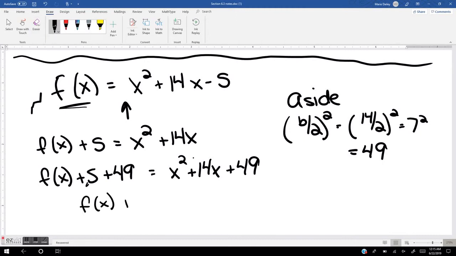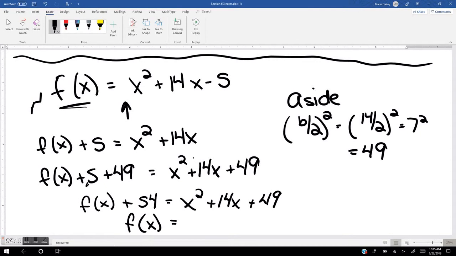This then gives me f of x plus 54 equals x squared plus 14x plus 49. Writing it then equal just to f of x. Oh, sorry, I'm getting ahead of myself.